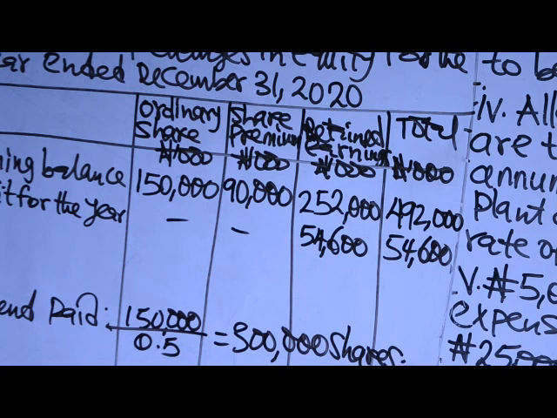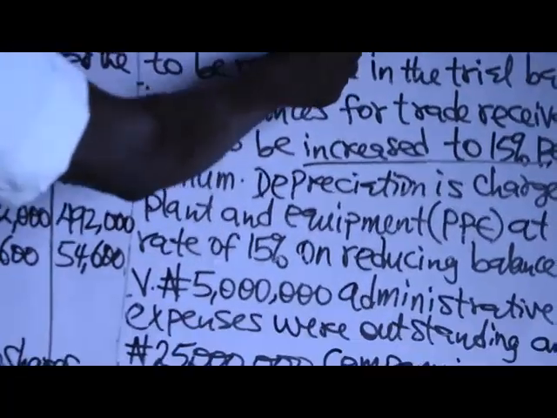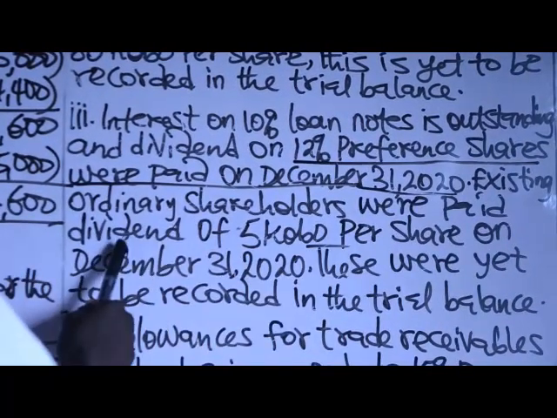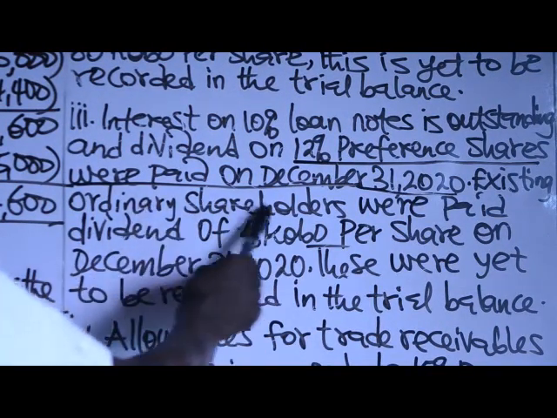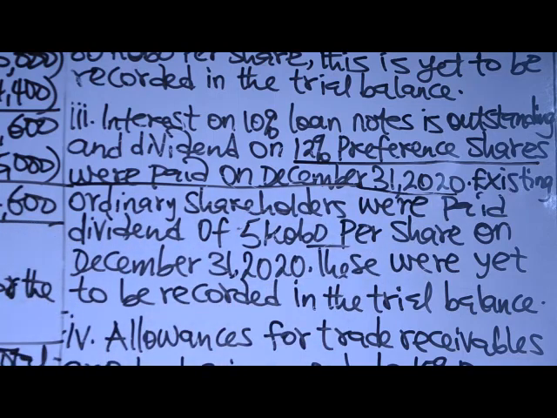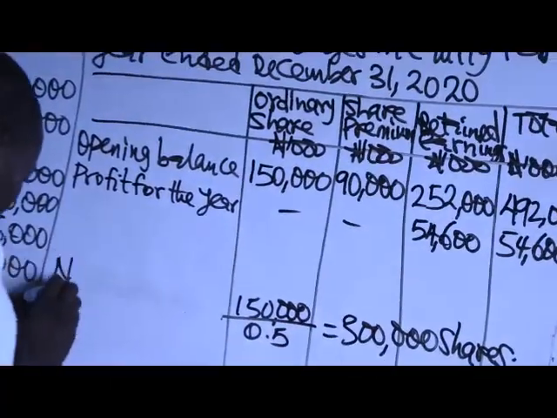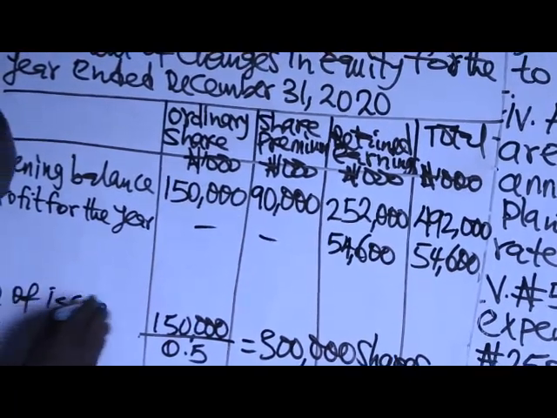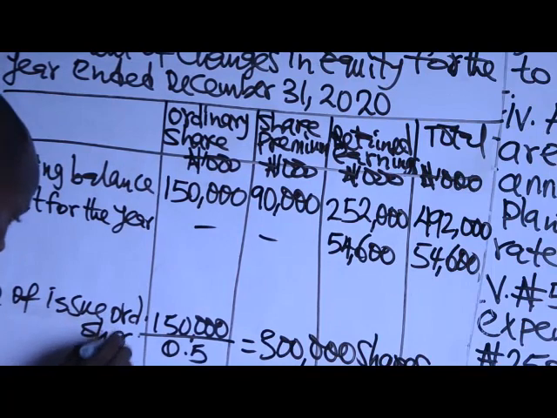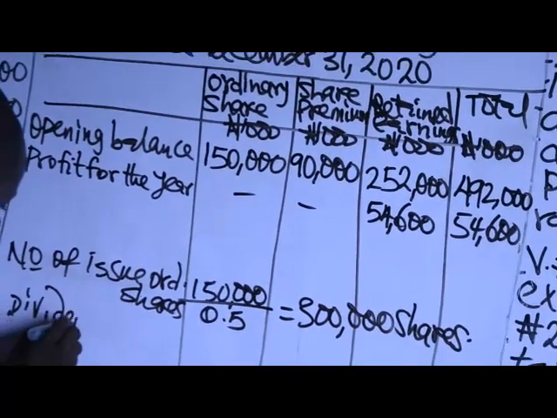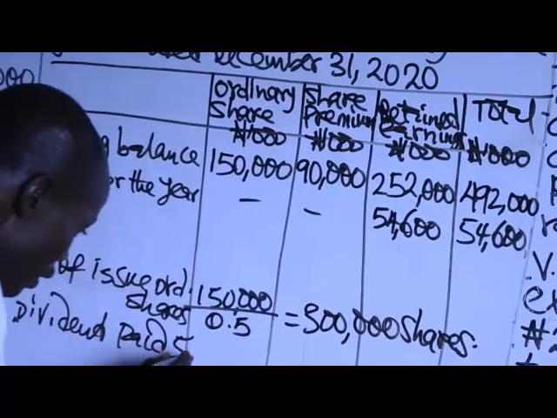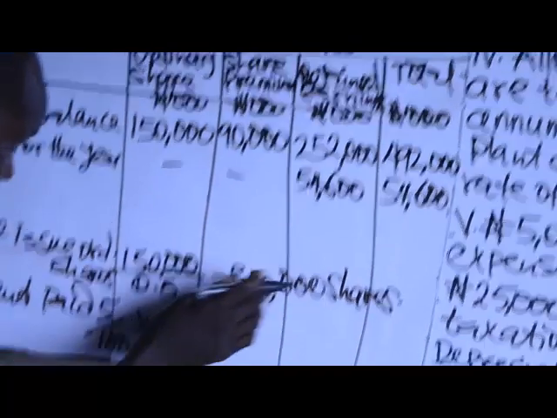Then for this 300,000 shares, you now calculate the dividends. How much is the dividend paid? You were told dividend of 5 kobo per share on December 31st. That is, ordinary shareholders were paid dividend of 5 kobo per share. So the dividend paid is based on the number of existing ordinary shares. Dividend paid is 5 kobo, which is 5 over 100 times 300,000.